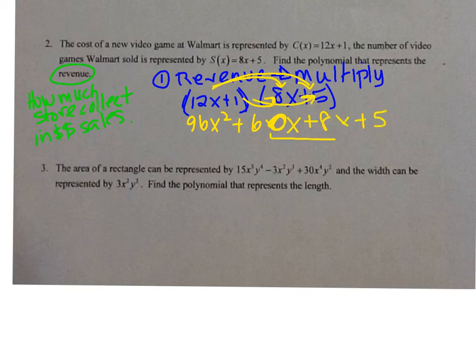And now we'll just combine the like terms in the middle. So we have 96x squared. 60x plus 8x is 68x. And then we have plus 5. So that represents the revenue of what Walmart brought in money for the video games. All right, so let's take a look at number 3.